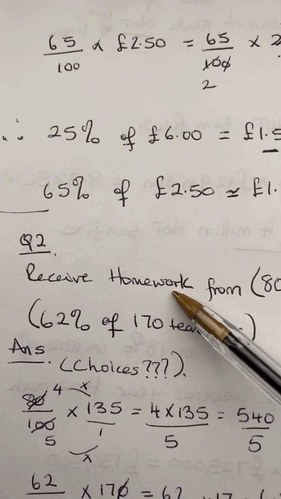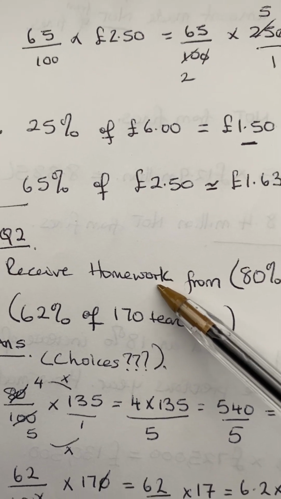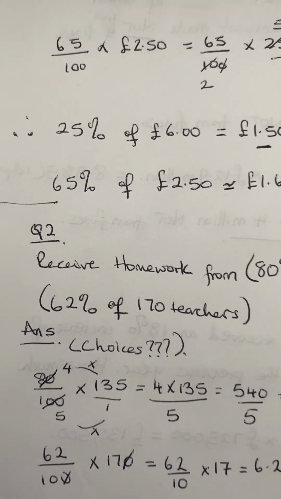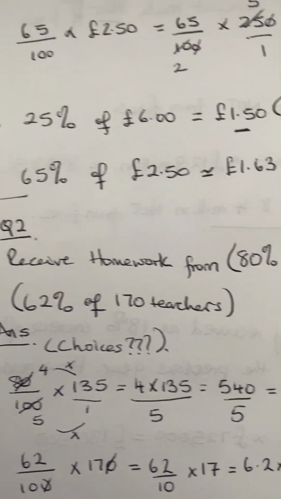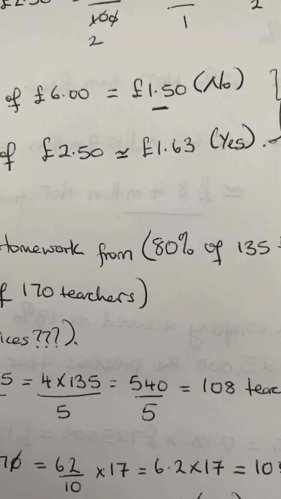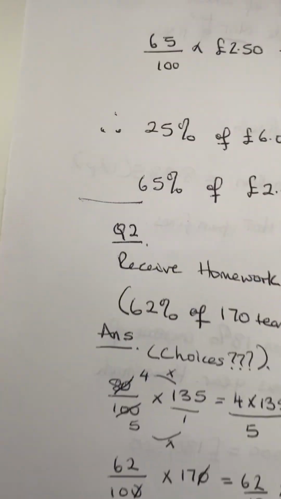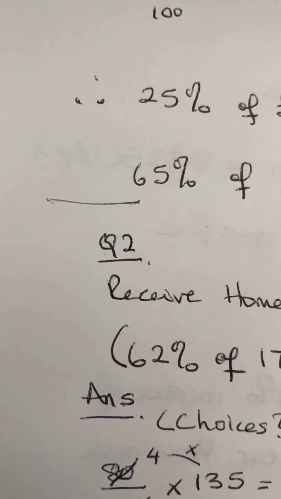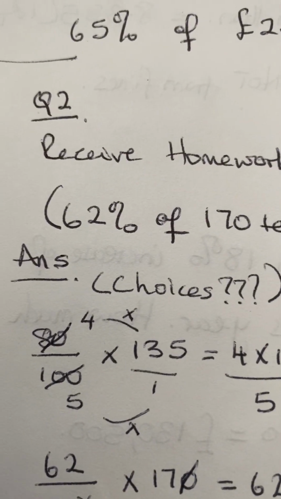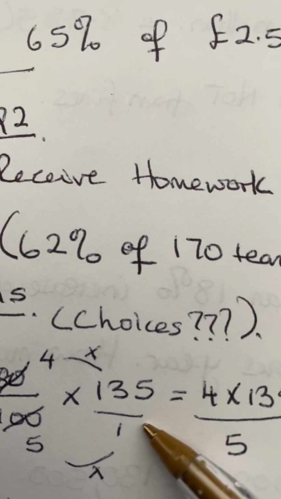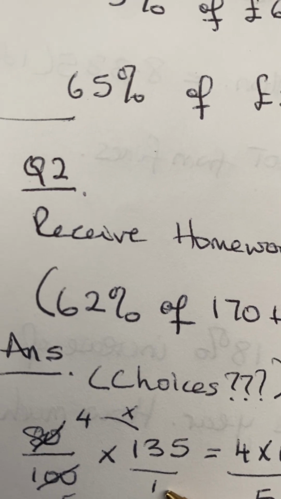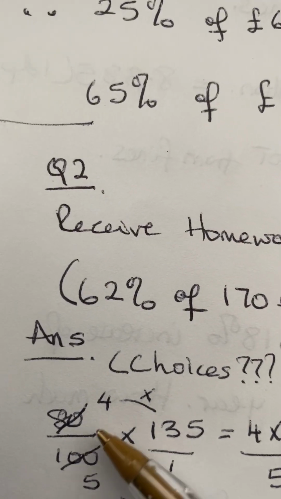And since it's homework, students want less homework. They don't want more. So we will rather calculate how many teachers before we make a choice. Okay, so let's look now at what we have. So 80% of 135 teachers.